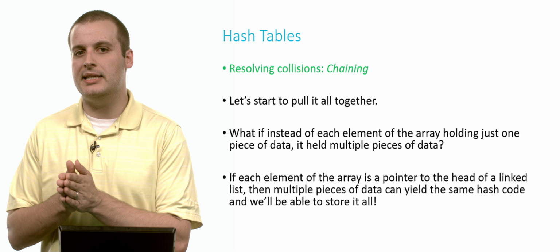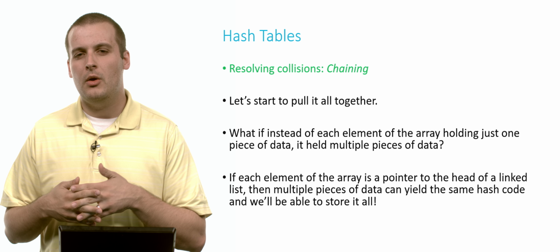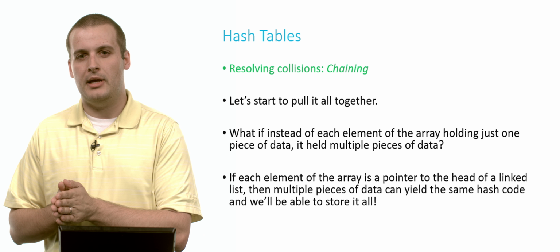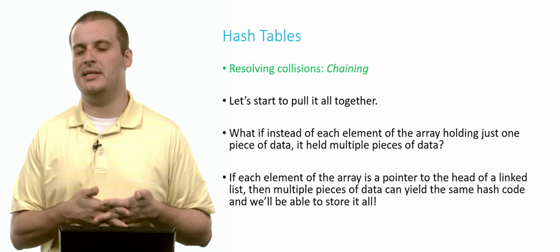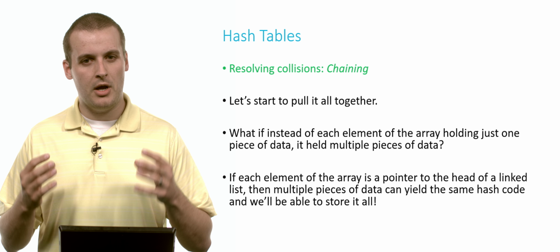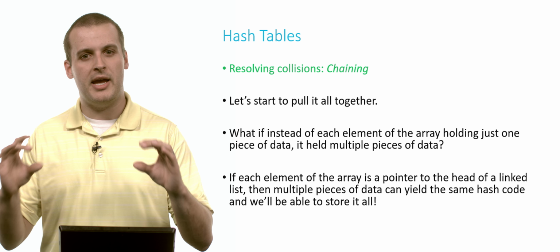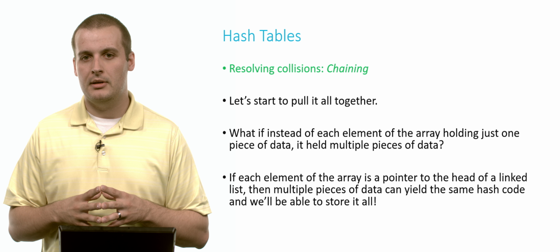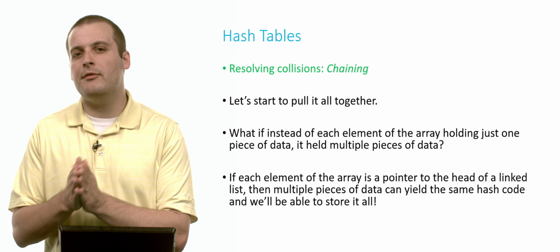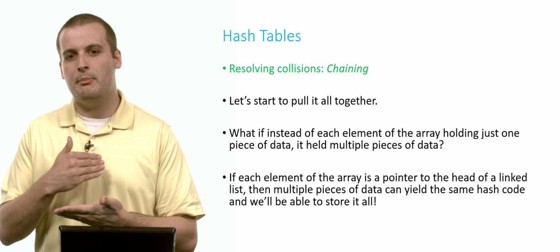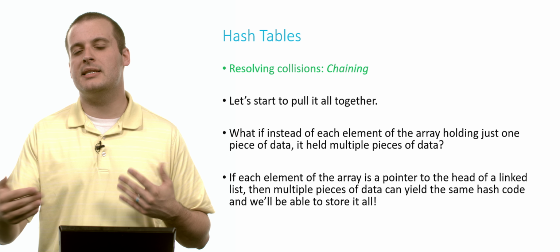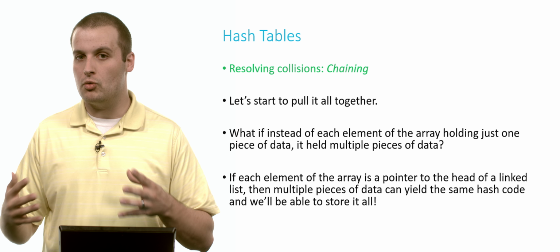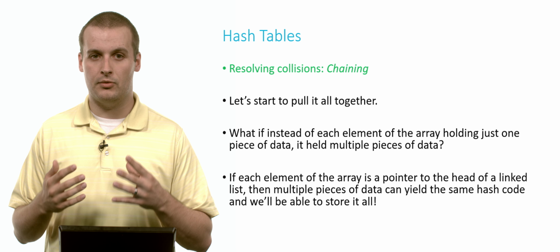And this is where we're going to bring linked lists back into the picture. What if instead of storing just the data itself in the array, every element of the array could hold multiple pieces of data? Well, that doesn't make sense, right? We know that each element of an array can only hold one piece of data of that data type. But what if that data type is a linked list? What if every element of the array was a pointer to the head of a linked list? And then we could build those linked lists and grow them arbitrarily, because linked lists allow us to grow and shrink a lot more flexibly than an array does.